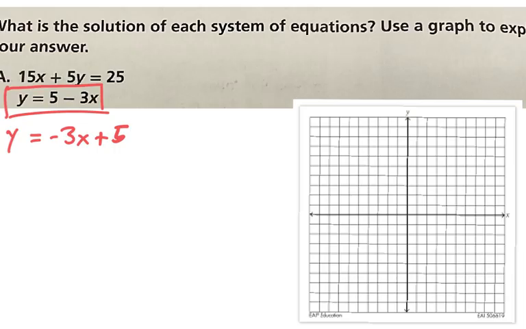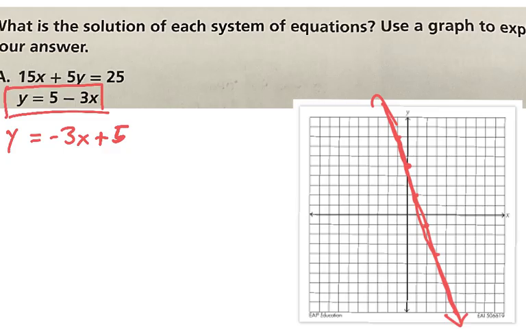Everybody's good with that? Can we graph this? Y-intercept is 5. Slope is -3. Right 1, down 3. Right 1, down 3. Right 1, down 3. Right 1, down 3. Left 1, up 3. And that's all of them I can fit. Everybody's good?